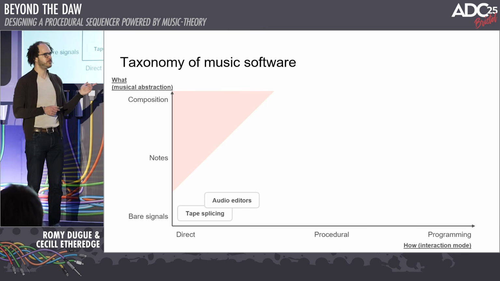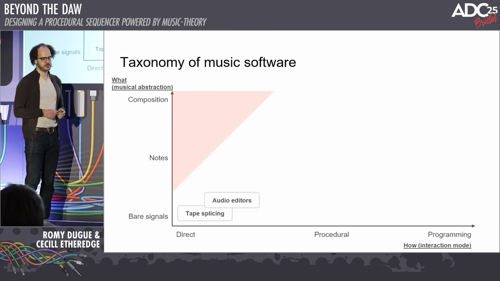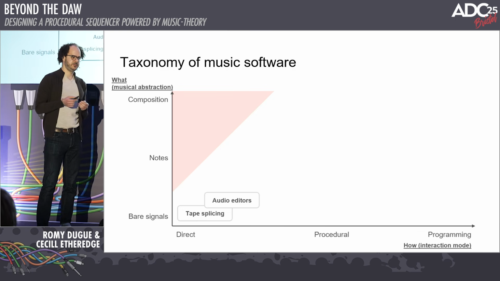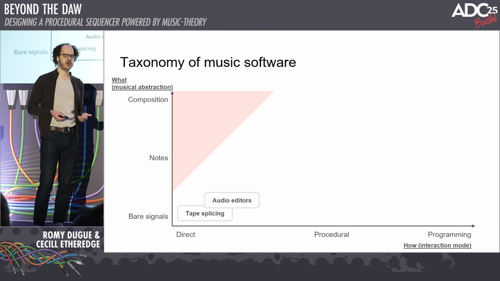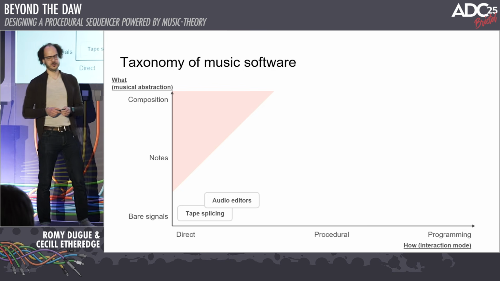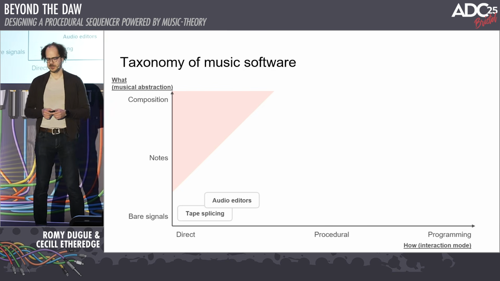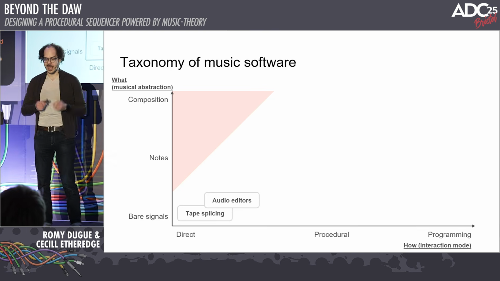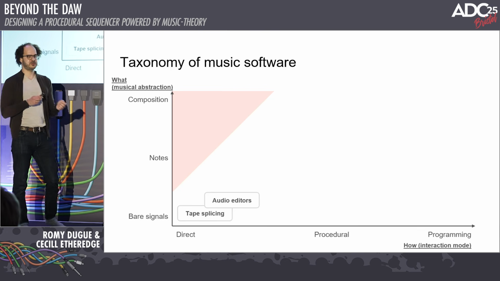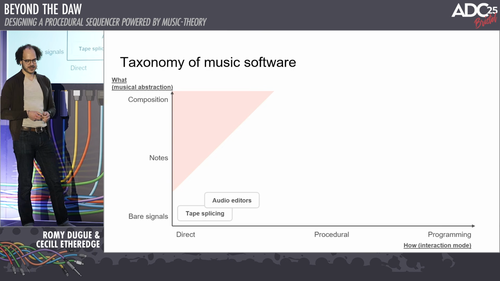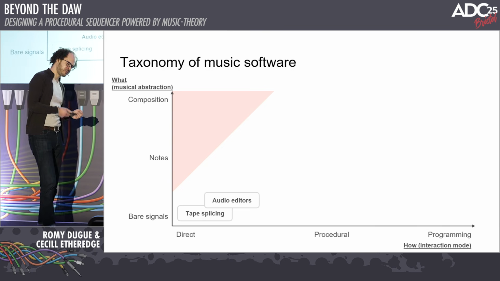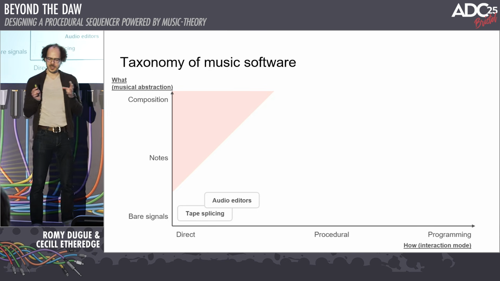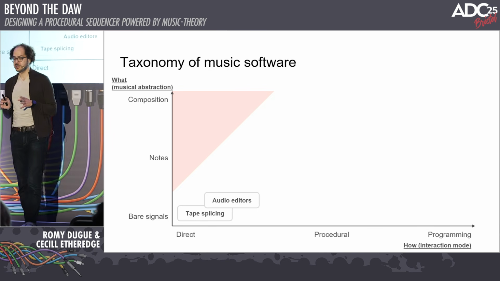Put these in a diagram, and you will see at one end the what. Are we dealing with bare signals? Are we dealing with something more abstract like a note, or something even more abstract like a composition? And on the other axis, we're talking about how we interact. Do we move stuff around ourselves as a user? Are we tweaking parameters and have functions that move these things around for us? Or are we actually as a user programming these systems ourselves?